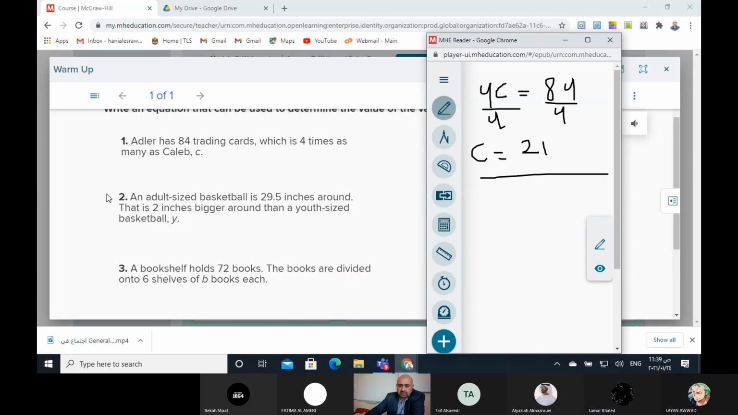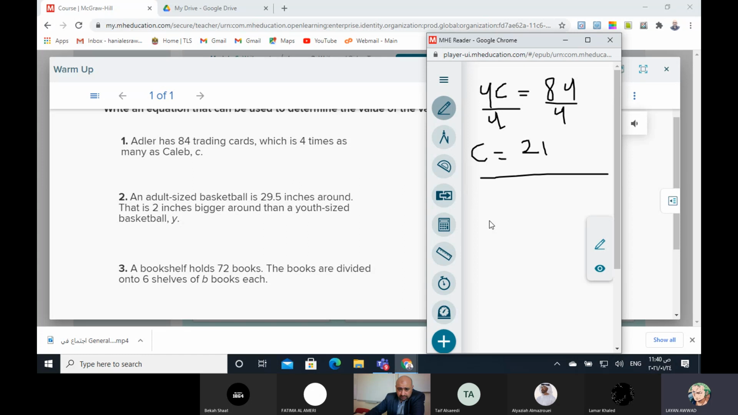Who can read exercise number 2? Yes, Leah. An adult-sized basketball is 29.5 inches around. That is 2 inches bigger around than a youth-sized basketball. Great. Can you tell me the equation here?